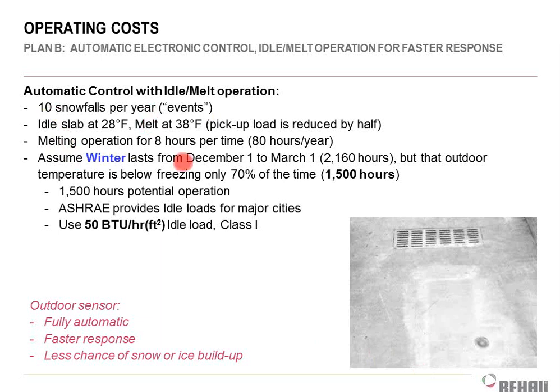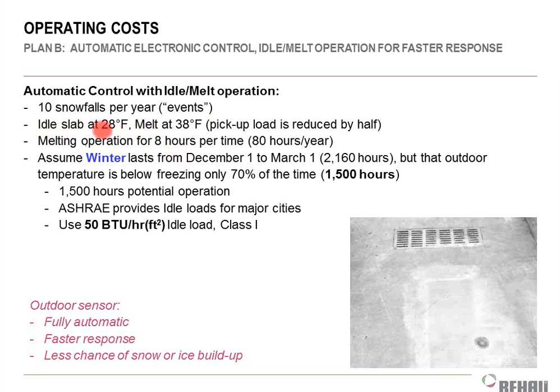So keeping the same 10 snowfalls per year, the difference in this case is I'm going to keep the slab maintained at 28 degrees Fahrenheit, right? But I still have to get up to 38 or higher to melt the actual snow. I guess technically you can melt it at 32.1, but that'll take forever, right? So we say logically 38 or higher to start melting the snow. But I keep the slab at 28 degrees.